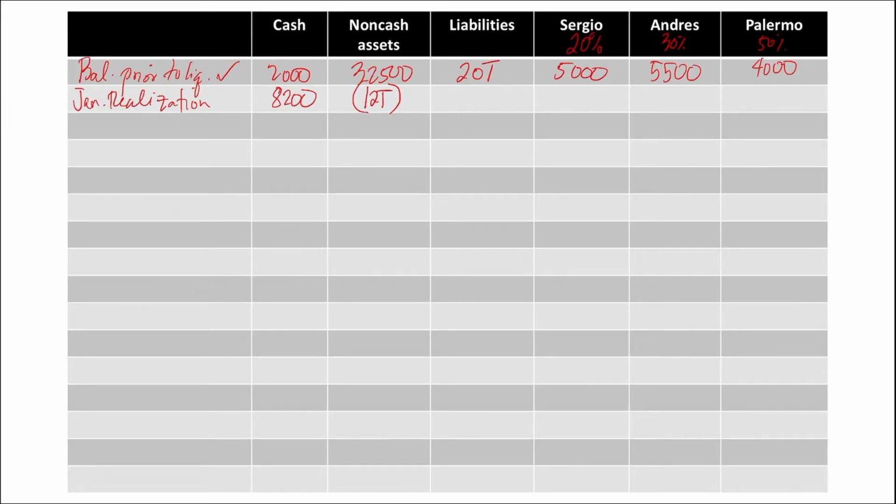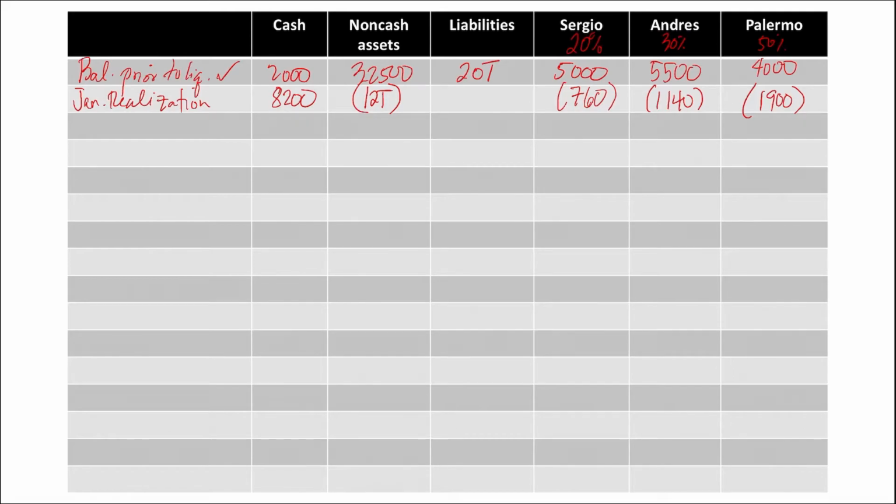So how much is the 20% of 3,800? That is 760. 30%, 1,140. And lastly, kalahati niya, 1,900.